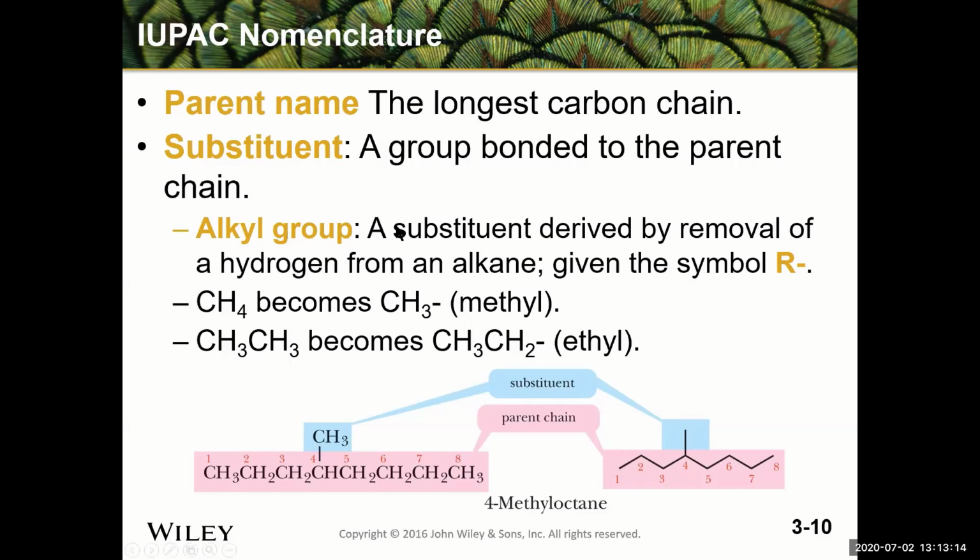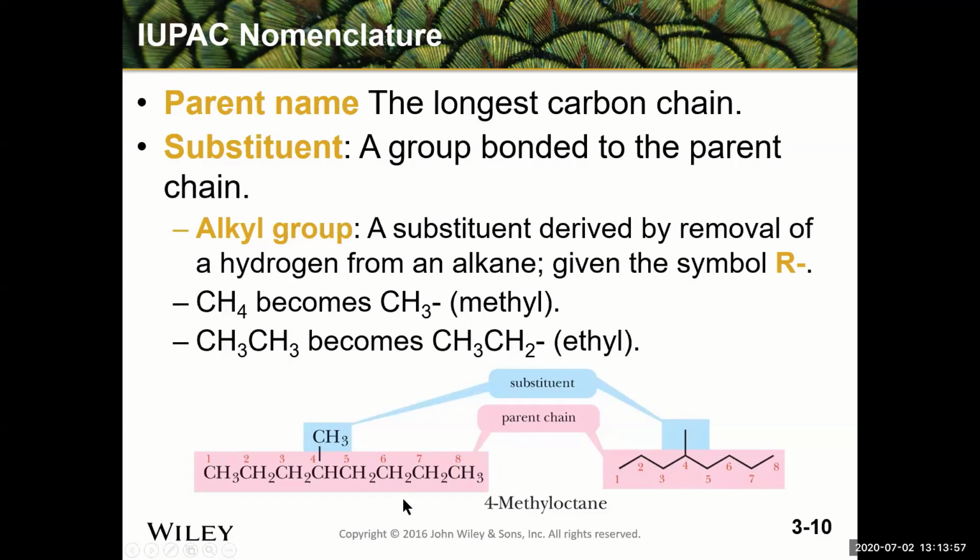You bond that substituent through a carbon to the main chain, okay? So an alkyl group is formed by the removal of a hydrogen atom from an alkane. It's usually denoted by the symbol R. The alkyl group based on methane becomes methyl. You add a -yl to denote an alkyl group. The alkyl group based upon ethane, you remove a hydrogen, and this group becomes ethyl, okay?